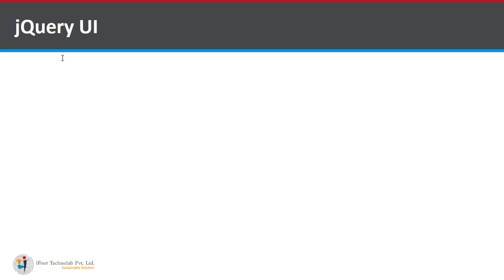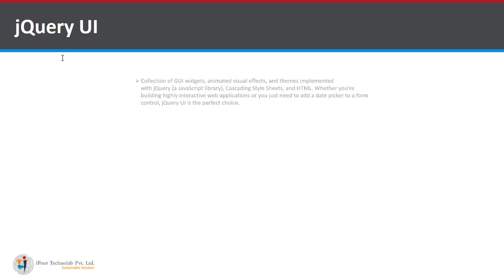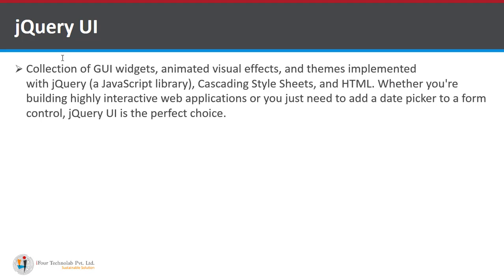Now let's move to jQuery UI. First, what is jQuery UI and why is it used? It's a collection of GUI widgets, animated visual effects and themes implemented with jQuery, which is a JavaScript library, Cascading Style Sheets and HTML. Whether you are building an interactive web application, or if you need to add a date picker to a form control, jQuery UI is the perfect choice for that.